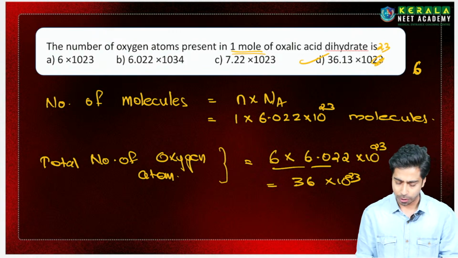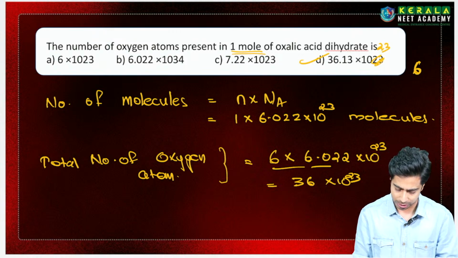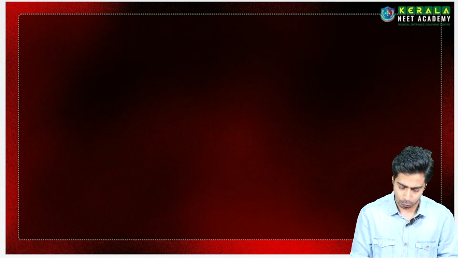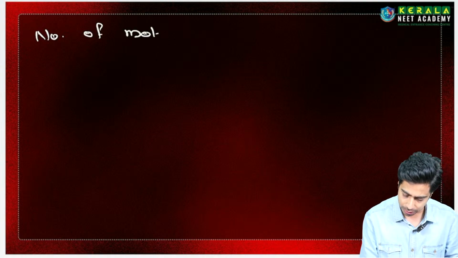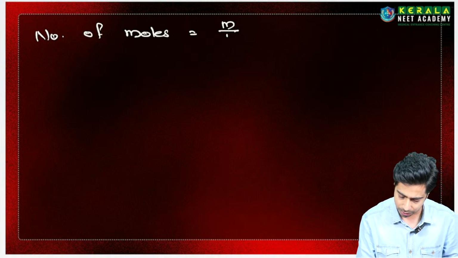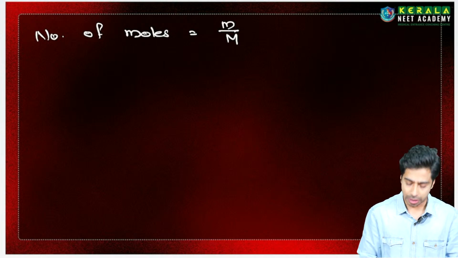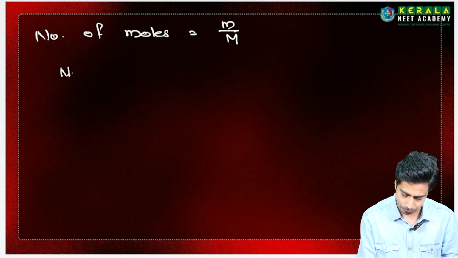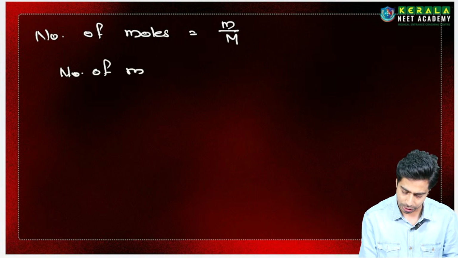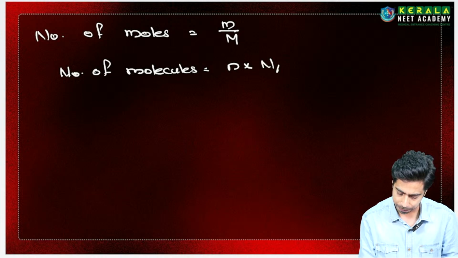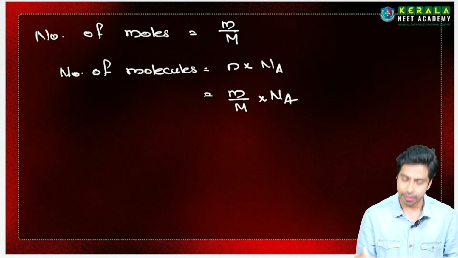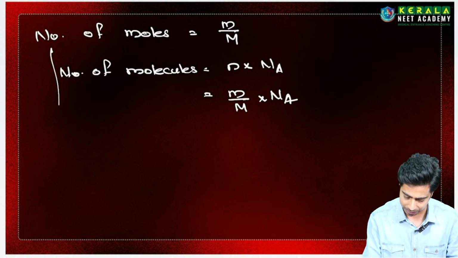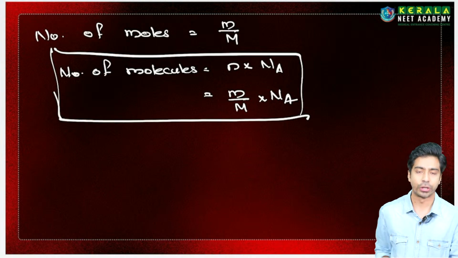So you have to know some formulas. I'll give you some of them. Number of moles is equal to given mass divided by molar mass. Number of molecules is equal to n into Na, or given mass divided by molar mass into Na. Given mass by molar mass, both represent the number of moles.